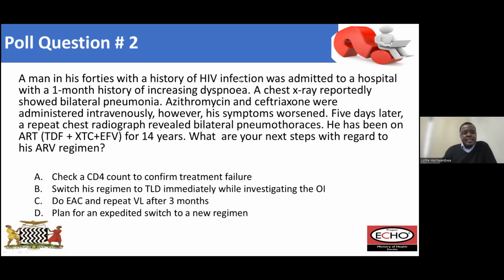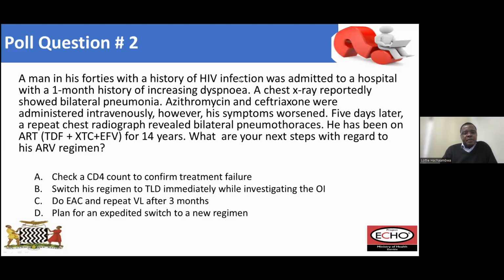Because I've already discussed this, for people who are severely ill, you want to do an expedited switch to a new regimen. And for the expedited switch, we mentioned it could be a faster turnaround of viral load results and all kinds of things. So the reason why A is incorrect is that this patient most likely has treatment failure. So to go ahead and do a CD4 count just to confirm treatment failure is not the most appropriate. Viral load is better used for checking treatment failure.